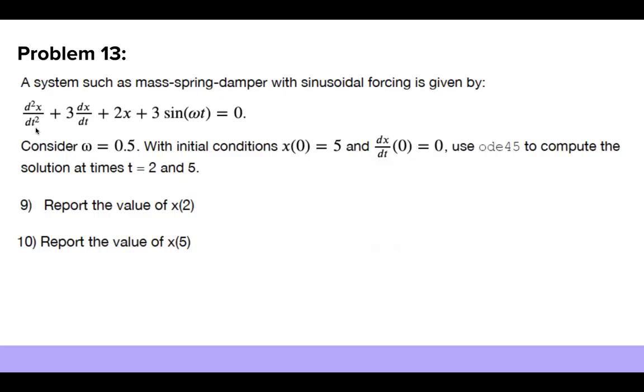Now you again differentiate. What will happen? d square x by dt square is equal to dy by dt. That's what you get. Now you substitute dy by dt here. And dx by dt is what? That is y, right? And x and omega t, everything remains the same. So now you get two equations. First equation is dx by dt is equal to y. Second equation is dy by dt, where this whole part you can take to the other side. So now we have converted this into two first order ODEs.